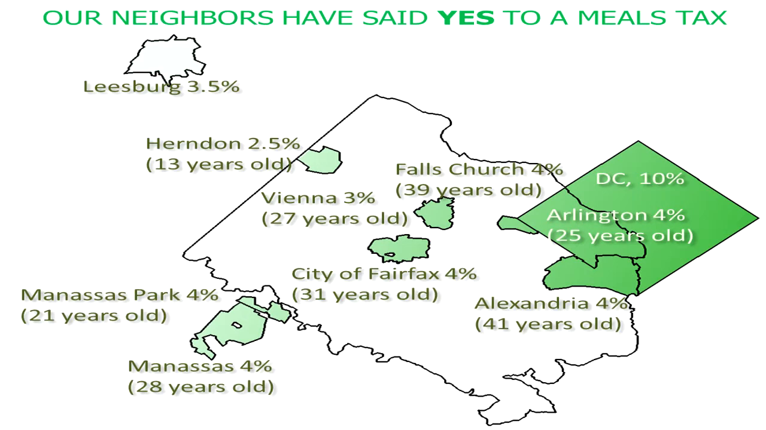A number of area jurisdictions already impose a meals tax, including Arlington County, the cities of Alexandria, Falls Church, and Fairfax, and the towns of Herndon and Vienna. Based upon state law, the county's meals tax would not apply in the towns of Clifton, Herndon, or Vienna.